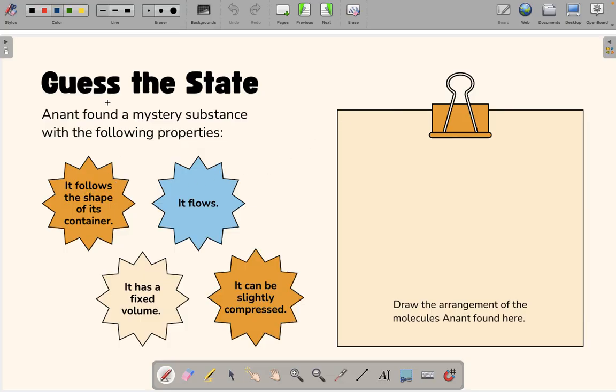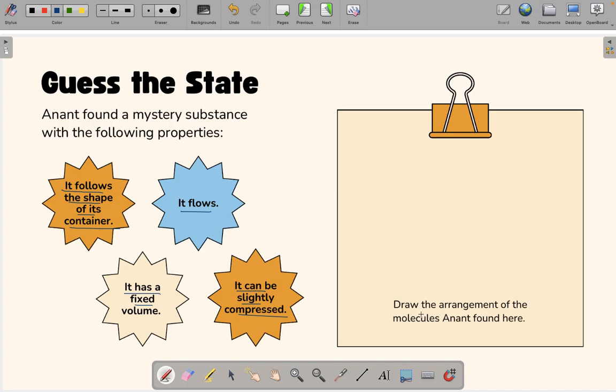Now this is a question where you have to guess the state. Anant found a mystery substance with the following properties. The first property is it follows the shape of its container. The second property is it flows. Third property is it has a fixed volume. Fourth property is it can be slightly compressed. What is it? It's a liquid, right?